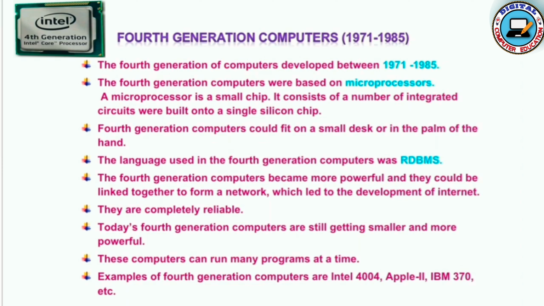The language used in the fourth generation computers was RDBMS. RDBMS stands for Relational Database Management System. The fourth generation computers became more powerful and they could be linked together to form a network, which led to the development of internet. They are completely reliable.